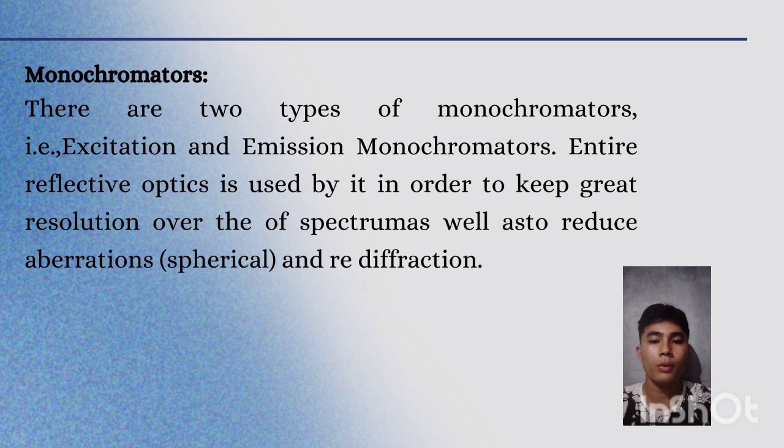These monochromators use entirely reflective optics, which helps maintain high resolution across the full range of the spectrum. Reflective optics are used instead of lenses to reduce spherical aberration and refraction, which can distort the light and affect the accuracy of the results.